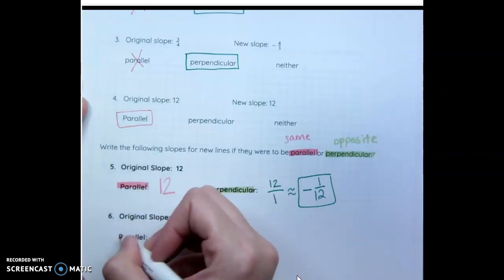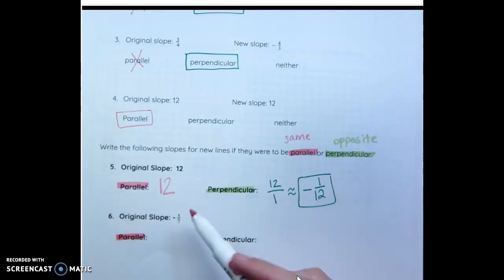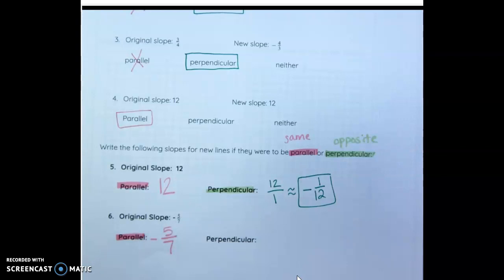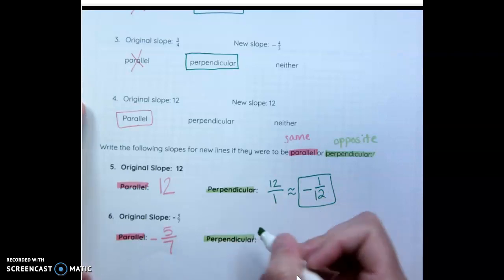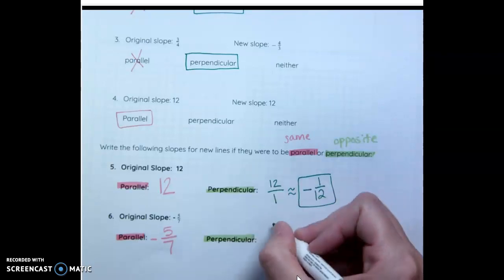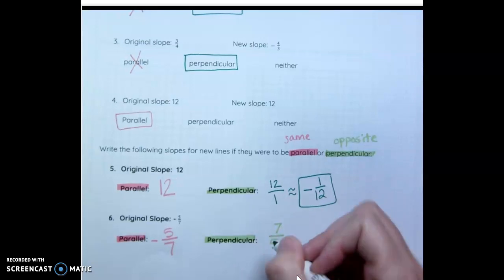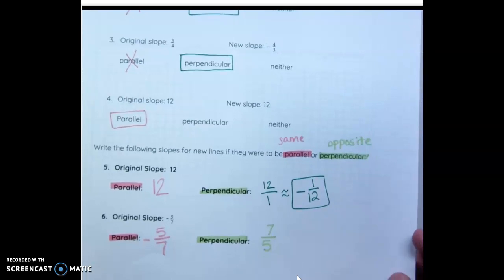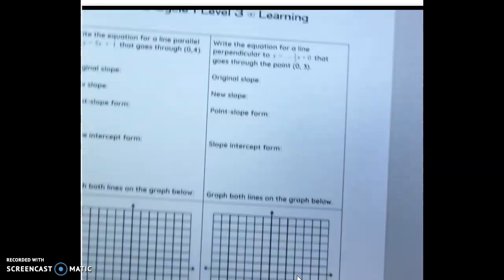Let's do another one. My parallel slope. If my original slope is negative 5/7, then my parallel slope has also got to be negative 5/7. It's still the same fraction. It's still negative. Let's try perpendicular. 7 over 5. Is it going to be negative? No, it has to be opposite. It's got to be positive 7 over 5 since my original was negative. Alright, let's look at the next page.